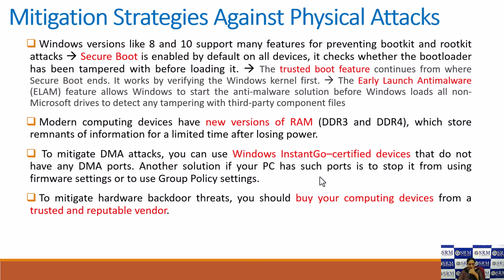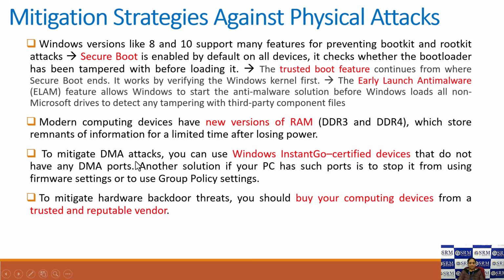Windows versions like 8 and 10 support many features for preventing rootkits and bootkits, with updates. That also, the operating system should be updated, right? So secure boot is enabled, trusted boot feature is available, and early launch anti-malware feature is available, which supports us against the physical attacks. And then modern computing devices have new versions of RAM, DDR3 and DDR4, which store remnants of information for a limited time after losing the power. So that also has to be taken care of.